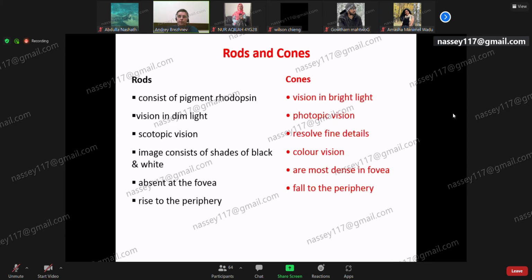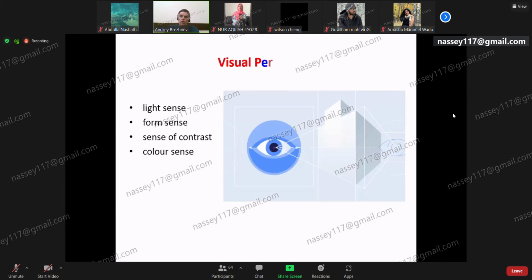So, several words about the visual perception.